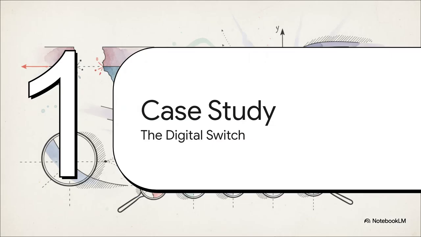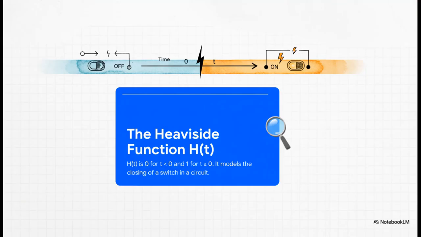Okay, enough with the theory. Let's make this real. For our first case study, we're jumping into the world of electrical engineering to look at the Heaviside function. It's basically the perfect mathematical model for a simple on-off switch. Just look at how simple this definition is. For any time t that's less than 0, the function's value is 0, the switch is off. The very instant time hits 0 and moves past it, boom, the value is instantly 1, the switch is on. There's this sudden, instantaneous jump right at t equals 0.